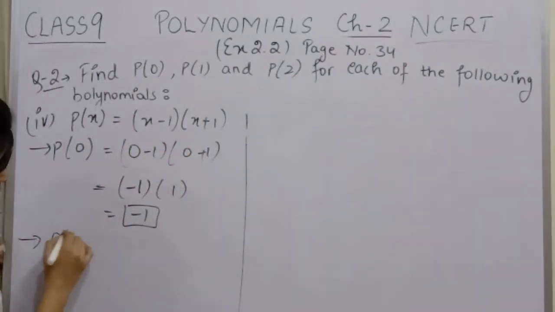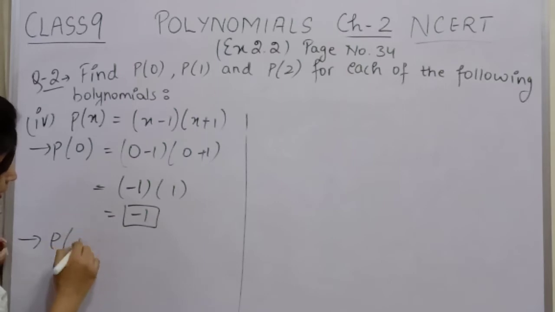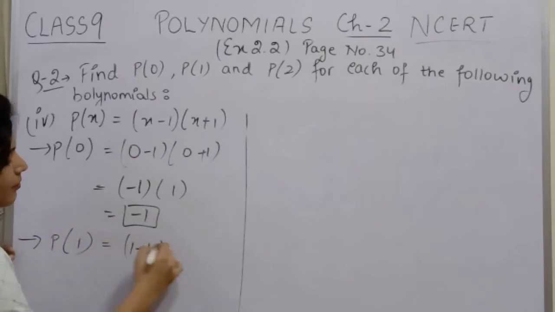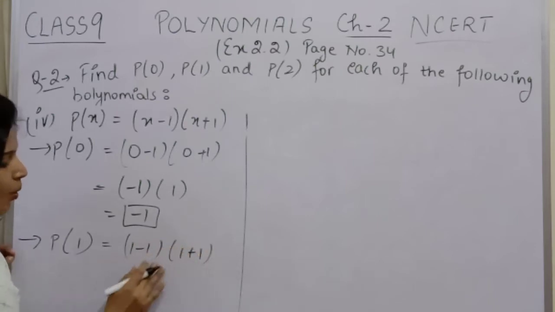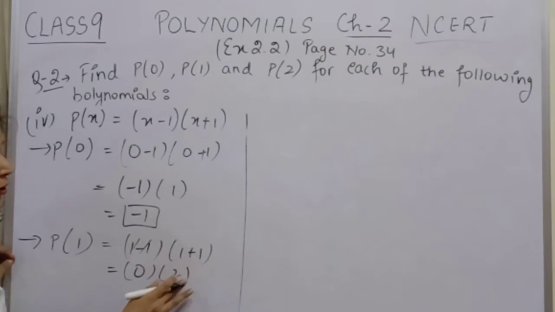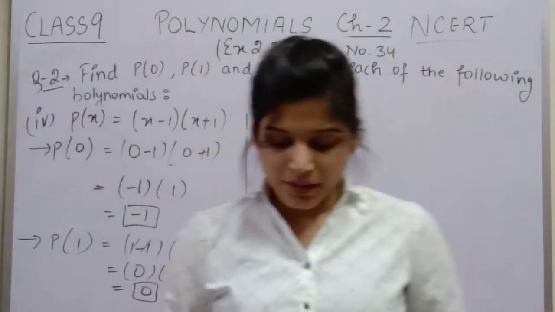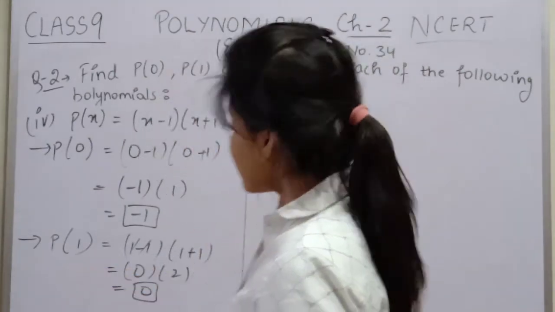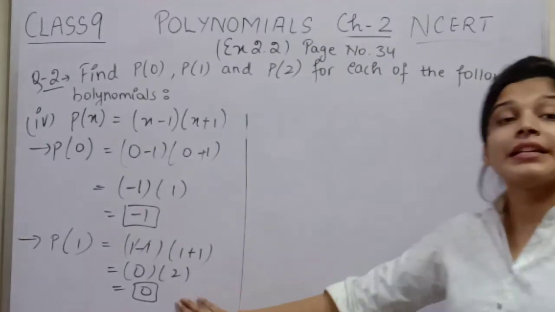Now let's put x equals to 1. So this will be (1 minus 1)(1 plus 1). 1 minus 1 is 0, and 0 into something. Here 2 came, but 0 into 2 is ultimately 0. So at x equals to 1, the value of this polynomial is 0.